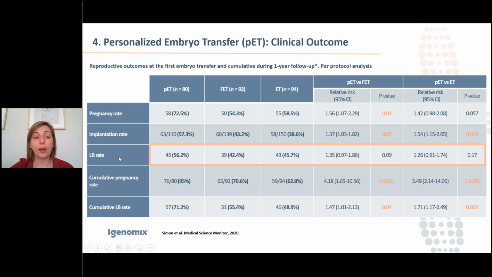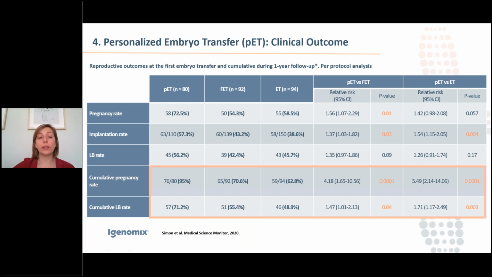However, the live birth rate at the first attempt was not statistically significant, but we can see here also a trend because it keeps being higher in the ERA branch. When we go to the cumulative data, after 1 year of attempts, we see that both pregnancy rate and live birth rate are significantly higher when we are applying ERA when comparing with both, with HRT cycles, all of them at P+5, or with fresh embryo transfer cycle. So this is what happened when we have patients at the first visit.